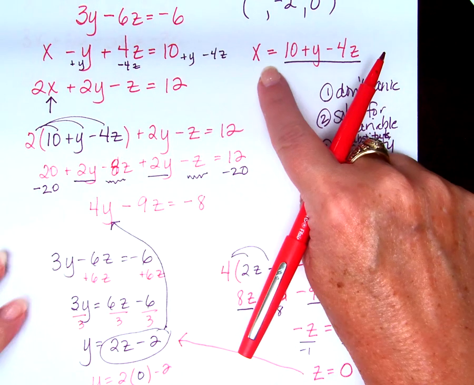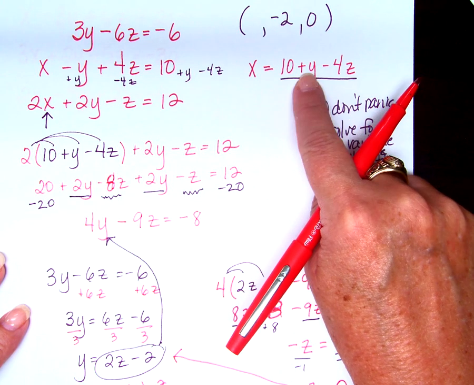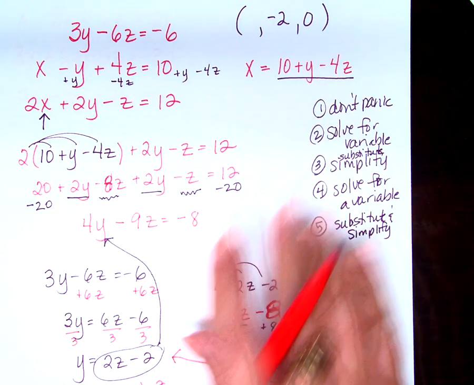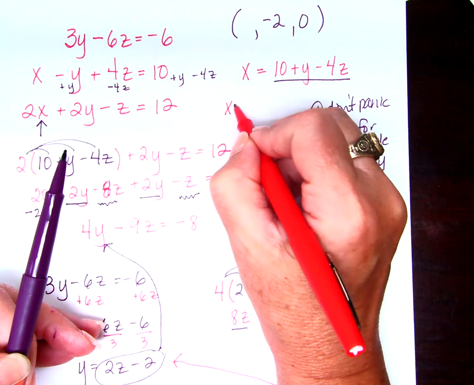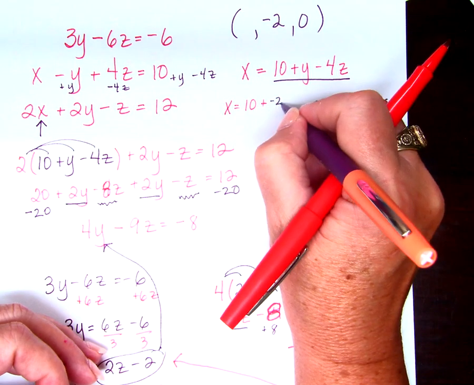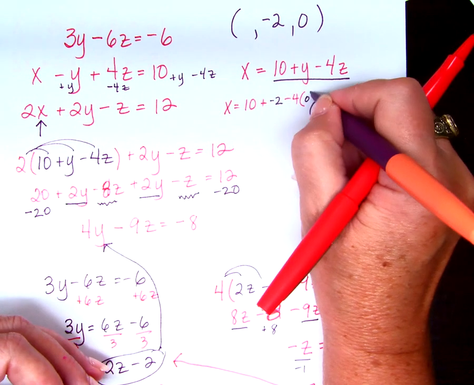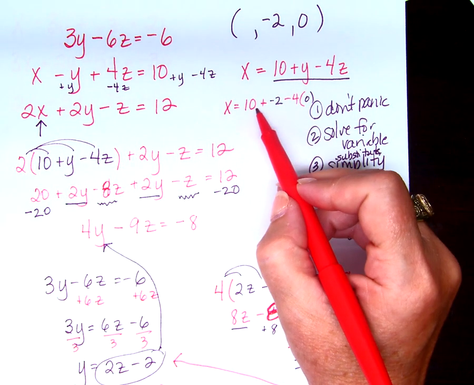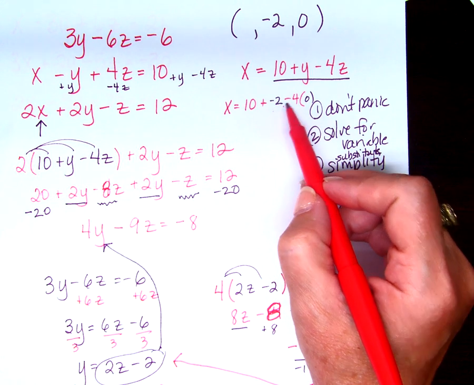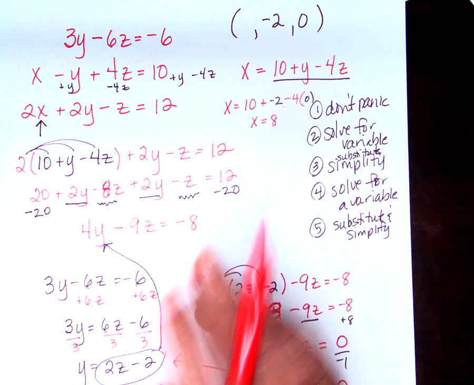Oh yeah, x equals, right? That makes the most sense, is to come up here for x equals, because I need y and z, but don't I already have y and z? Okay, so x equals 10 plus negative 2 minus 4 times 0. Well, 10 plus negative 2 is 8, and then 8 minus 0? Just 8.